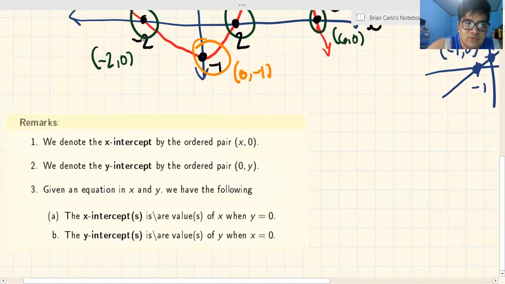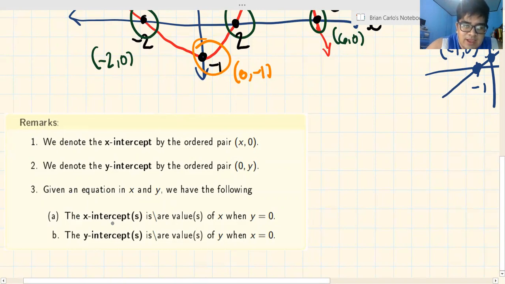Halimbawa, ito negative 2, ito negative 2 to, yung coordinate mo ay negative 2, 0. And likewise, we denote the y-intercept by the ordered pair 0, y. In this case, this is negative 1, and this intersects the y-axis. So, ibig sabihin, ang point mo is 0, negative 1. Ganun lang yun.